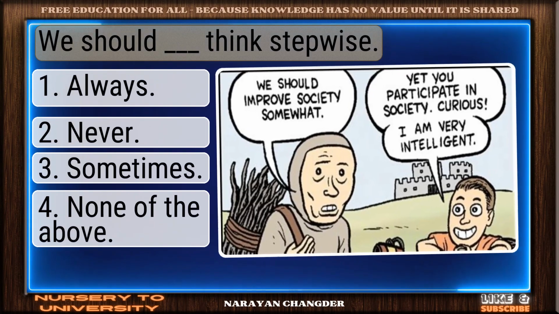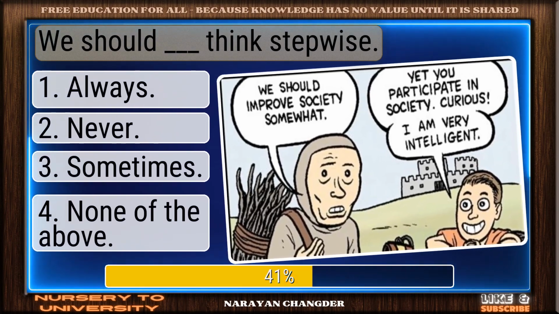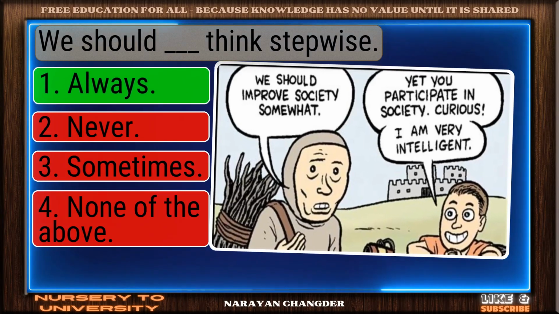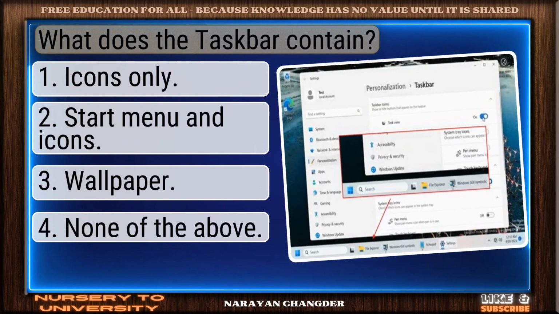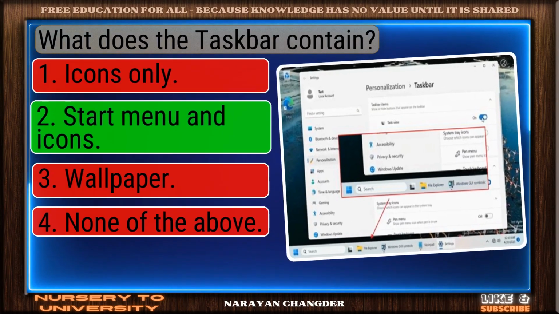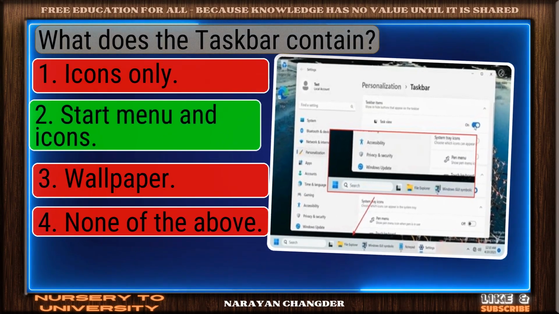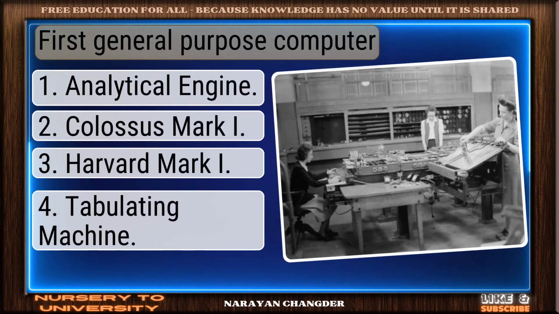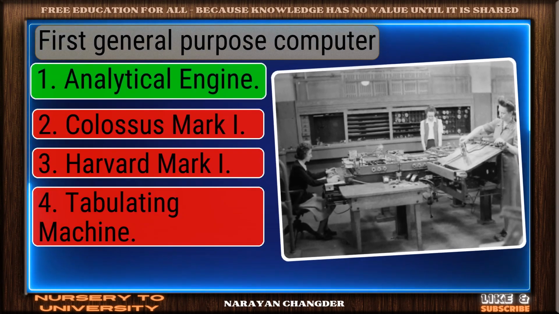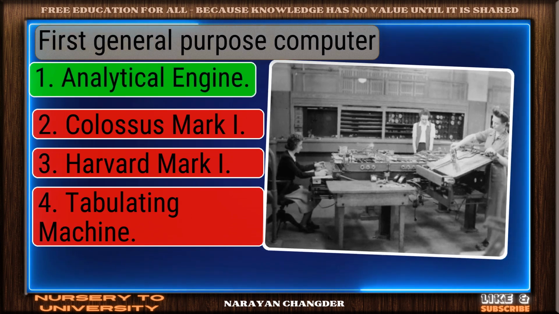We should dash think stepwise. Solid response. Always is valid. What does the taskbar contain? Correct response. Start menu and icons is accurate. First general purpose computer. Nicely done. Analytical engine is solid.